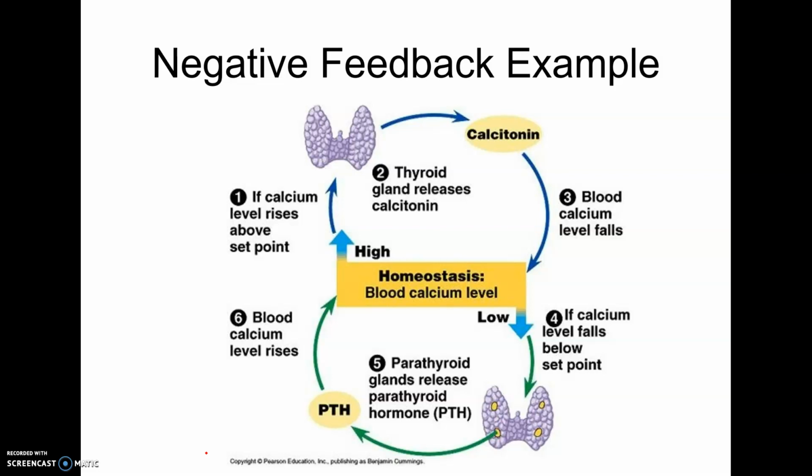This is calcium. You have to maintain a normal level of calcium in your blood. You actually use calcium for nerve impulses and muscle contraction, but you store it in your bones. So if your calcium level gets too high, your thyroid secretes calcitonin, and it brings it back down. If your calcium level gets too low, you need more calcium in your blood, your parathyroid releases PTH, parathyroid hormone, and that brings it back up. So you maintain a state of balance. So that's called negative feedback. When something gets too high, something counters it, and it keeps it within this range.